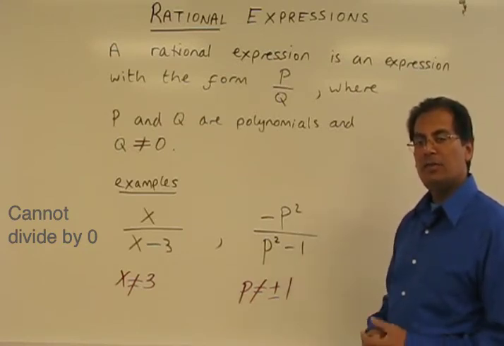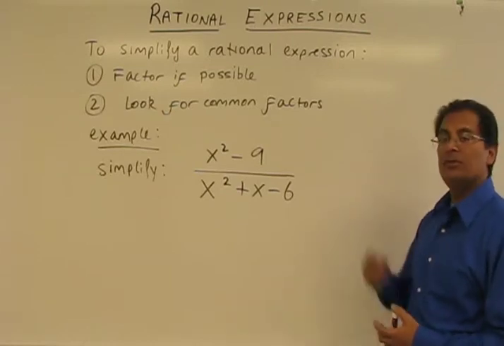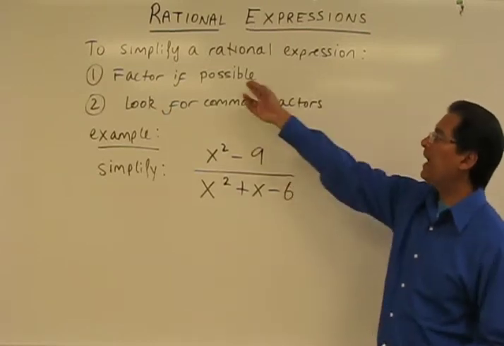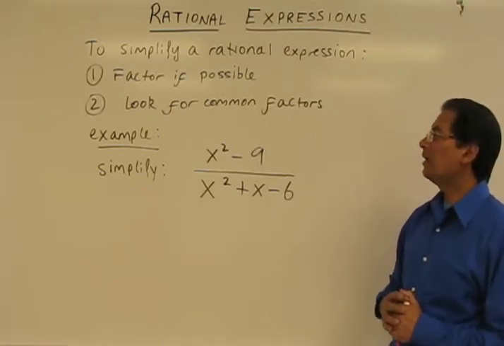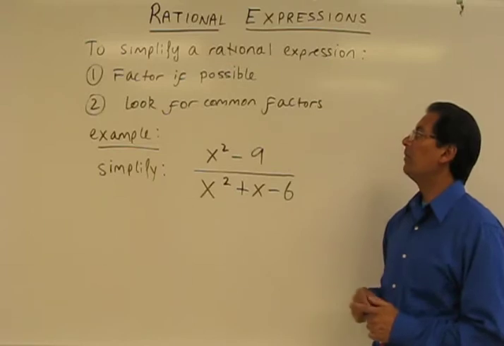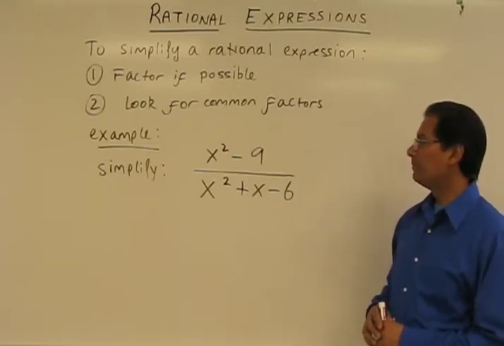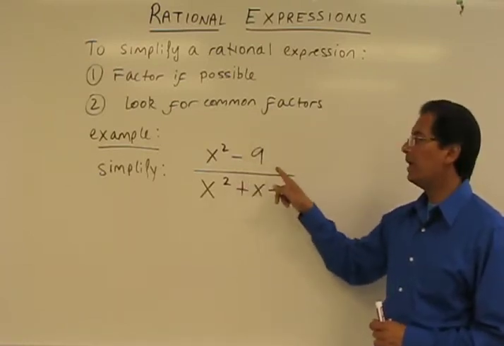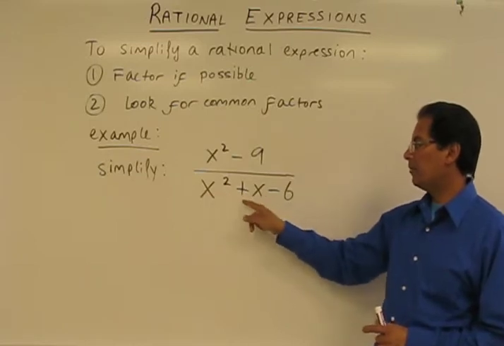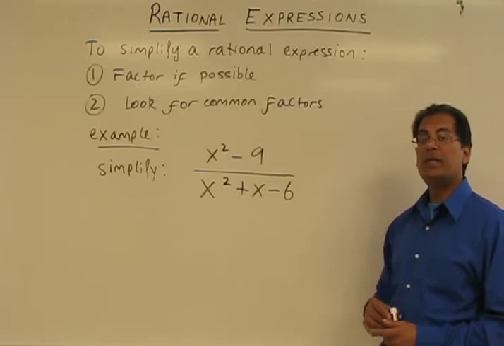Now let's move on to simplifying rational expressions. If we wish to simplify a rational expression, we have to do two things. The first thing is we factor the top and bottom, if possible. And the second thing, once we factor, we look for common factors which will cancel out each other. For example, simplify the expression x squared minus 9 divided by x squared plus x minus 6. So first we need to factor if we can.